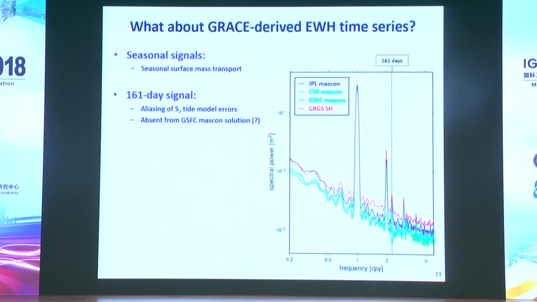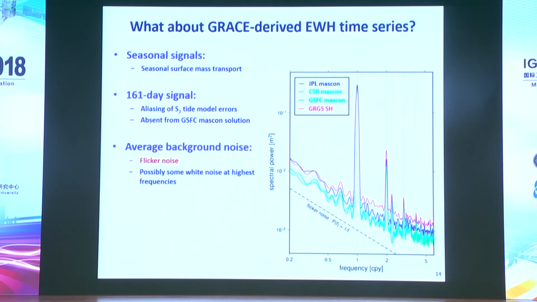Then there's this peak at 161 days, which is known to be due to the aliasing of S2 tide model errors, but which is curiously absent from the GSFC Mascon solution. But what's more interesting to us is that the average background noise of GRACE-derived equivalent water height time series seems to also follow a flicker behavior.